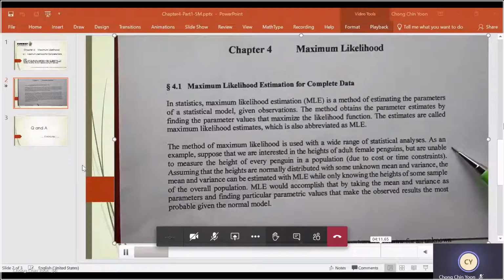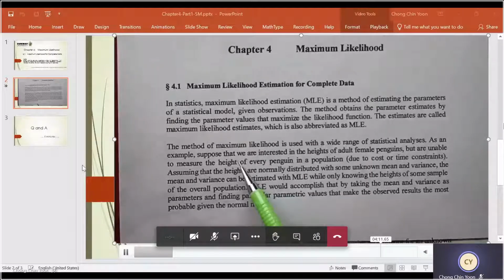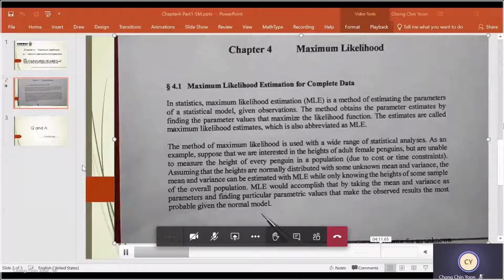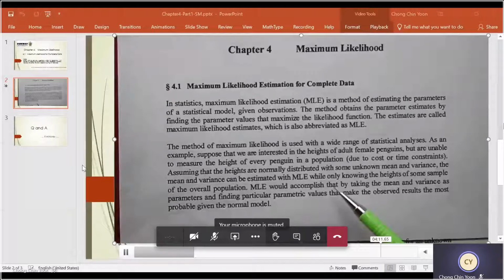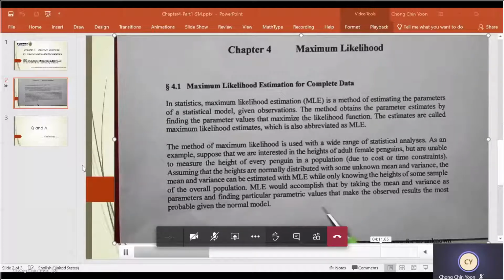The method of maximum likelihood is used with a wide range of statistical analysis. For example, suppose that we are interested in the heights of adult female penguins, but are unable to measure the height of every penguin in a population due to cost or time constraints. Assuming that the heights are normally distributed with some unknown mean and variance, the mean and variance can be estimated with MLE while only knowing the heights of some sample of the overall population. MLE would accomplish that by taking the mean and variance as parameters and finding particular parametric values that make the observed results the most probable given the normal model.